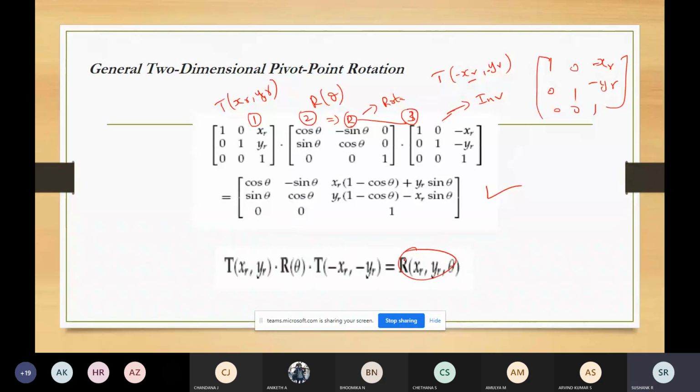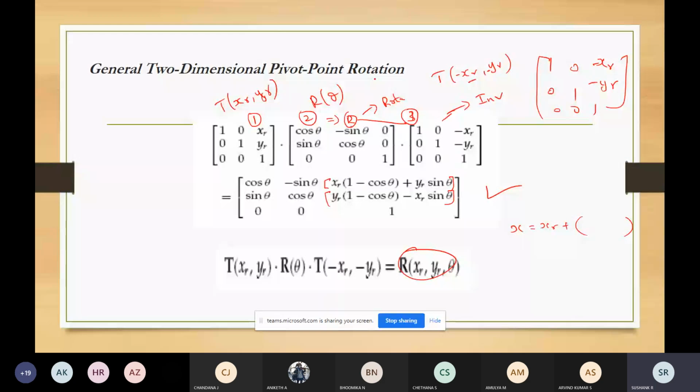The final equation is cos theta, sin theta, cos theta, and you will get this movement along the pivot position. This also we have derived. Yesterday we derived x equal to XR plus some equation. So you can check that also. So this is rotation along a pivot point.